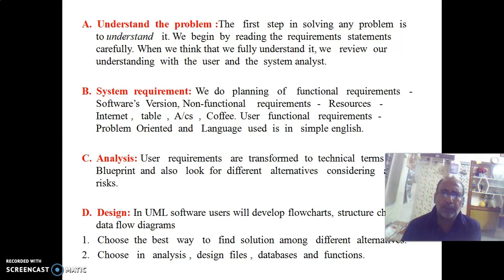Understand the problem. What exactly is understanding the problem? The first step in solving any problem is to understand it. We begin by reading the requirements statements carefully. When we think that we fully understand it, we review our understanding with the user and the system analyst.